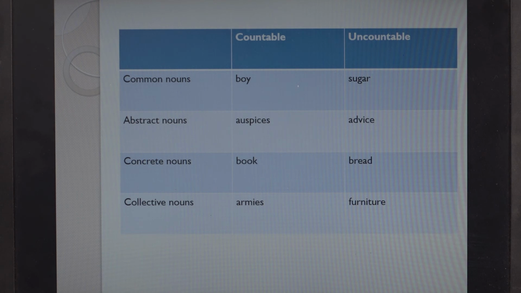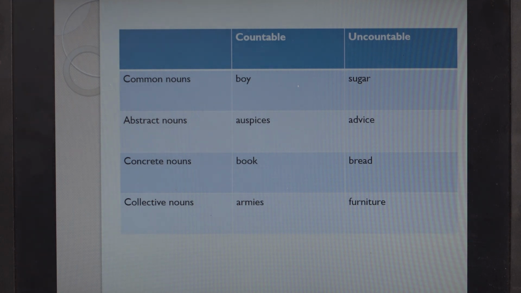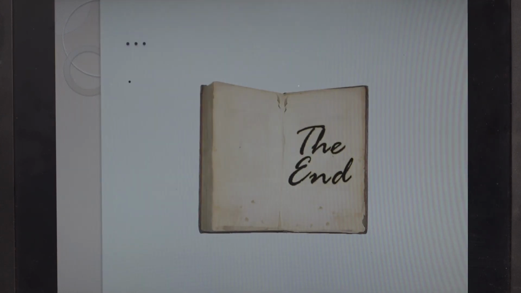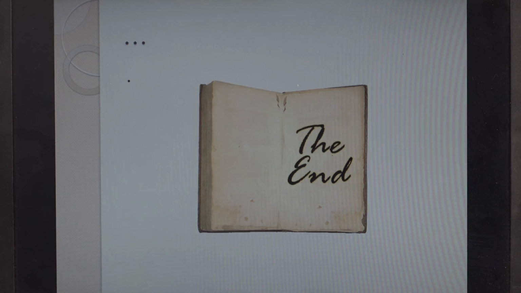We have abstract nouns that are countable, we have auspices. We have uncountable abstract nouns, we have advice. And then we have concrete nouns that are countable, we have book. And then concrete nouns that are uncountable, bread. We have collective nouns that are countable, armies. And then collective nouns that are uncountable, for example, furniture. So for today, we shall stop with examples of the types of nouns.